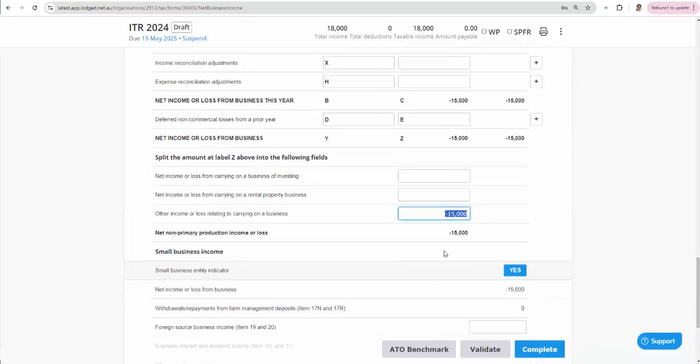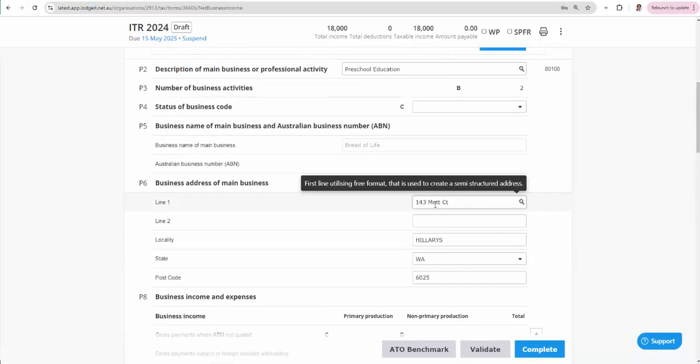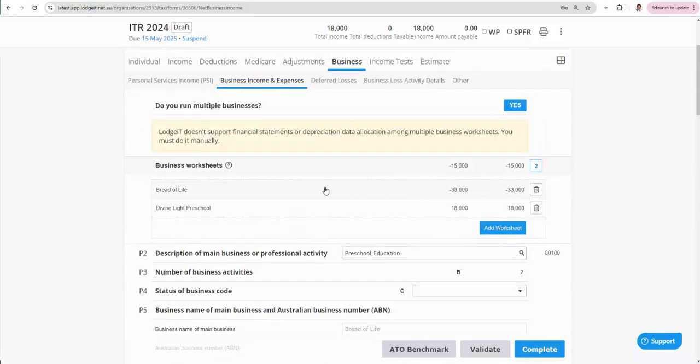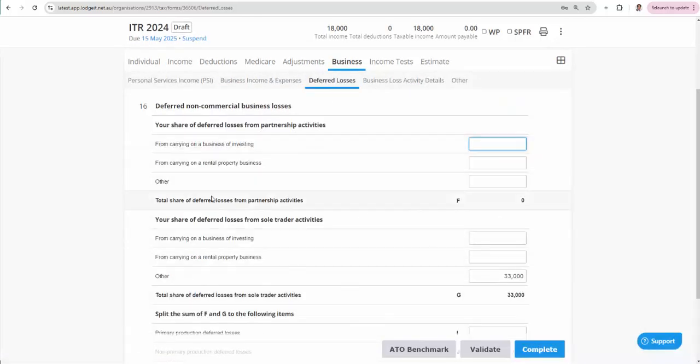But when we look at each separate business, remembering that Bread of Life has a $33,000 loss, that's what we have to defer. So we need to defer that. Now be careful not to defer through the partnership. This is the sole trader that we're doing the deferral for. So the other loss, other business, so it's other as in it's not investing, it's not a rental property business, it's other.